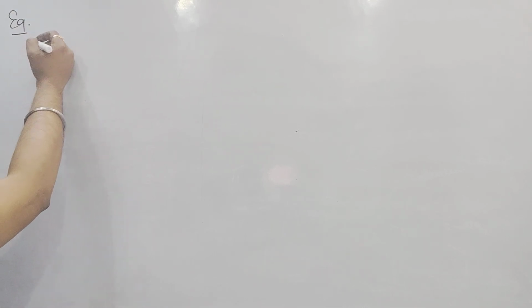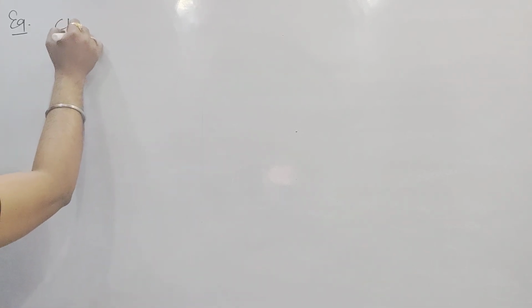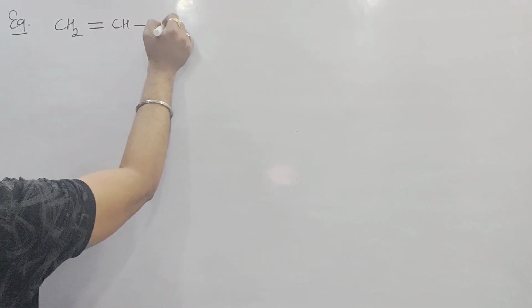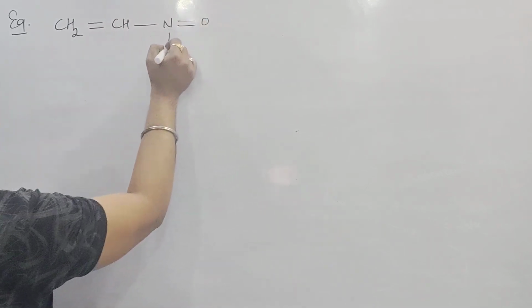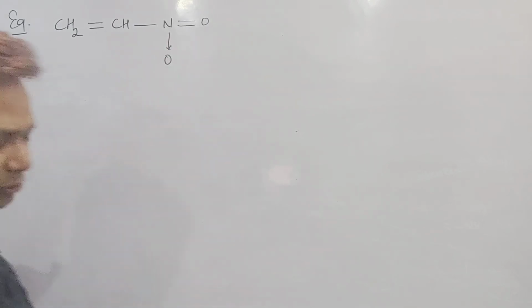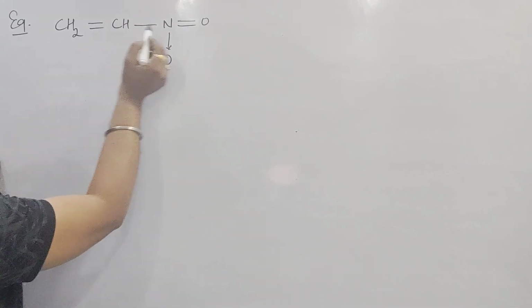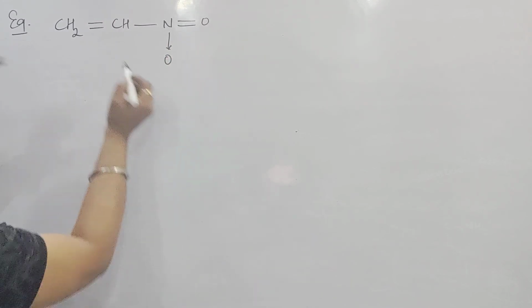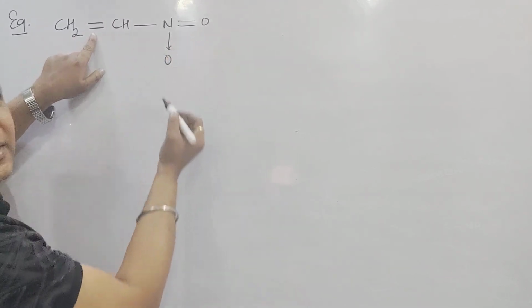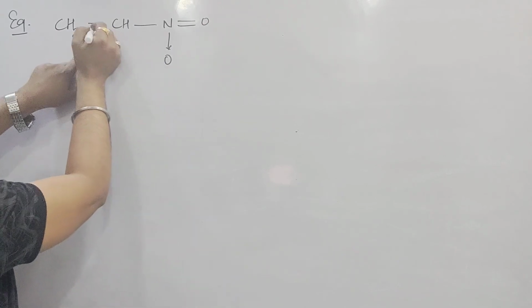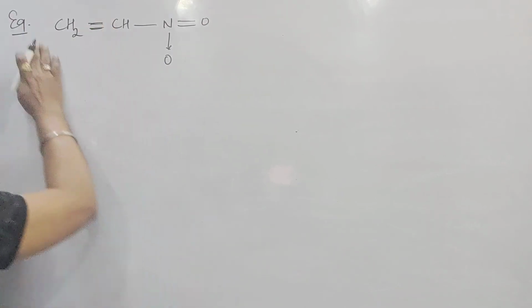Now I want to give an example here. I want to draw some conjugation part here. Let us say CH2 double bond CH single bond N double bond dative bond O. Now you can see here, I wrote CH2 double bond CH single bond N double bond O positive charge, right? And what will happen in this case? Can we say pi sigma pi? It is a conjugation. Pi bond, sigma bond, pi bond. This is a conjugation. But I will write the correct conjugation.